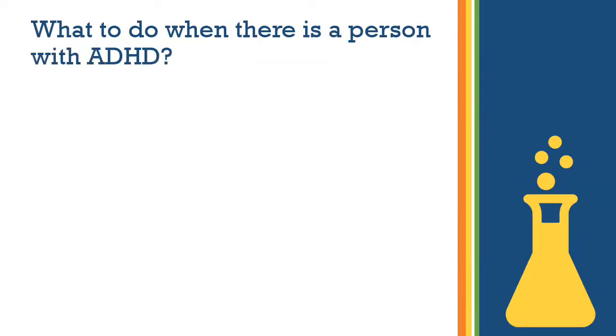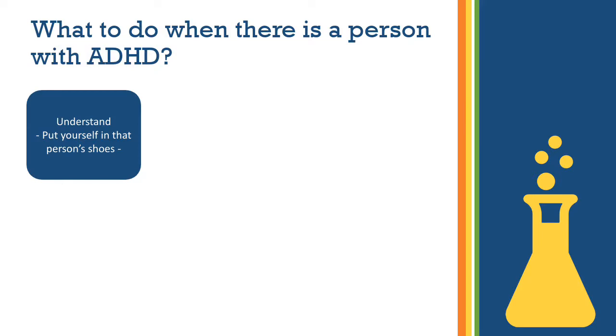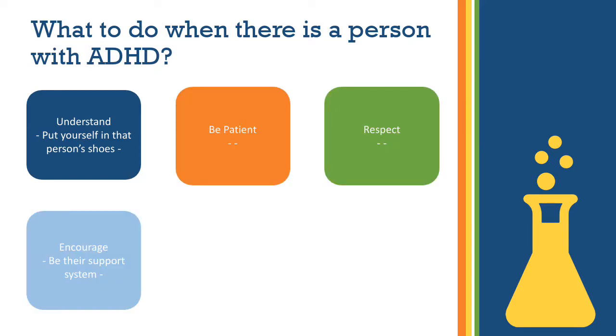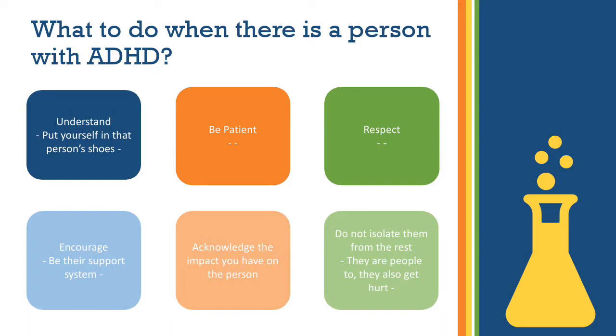So what to do when there is a person with ADHD? You can't control a person with ADHD besides treatment, but you can control your actions. So here is what you're going to do when there is a person with ADHD. Be understanding. Put yourself in that person's shoes. Be patient. Be respectful. Encourage. Be their support system. Acknowledge the impact you have on the person. Do not isolate them from the rest. They are people too. They also get hurt. Encourage them when they make progress and acknowledge achievements and effort.